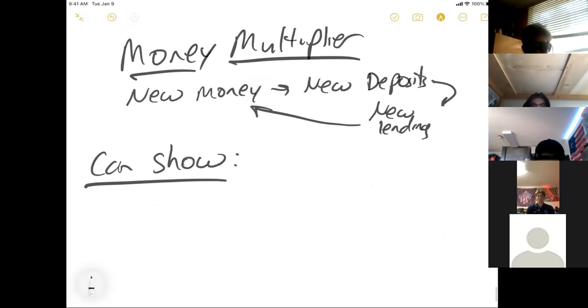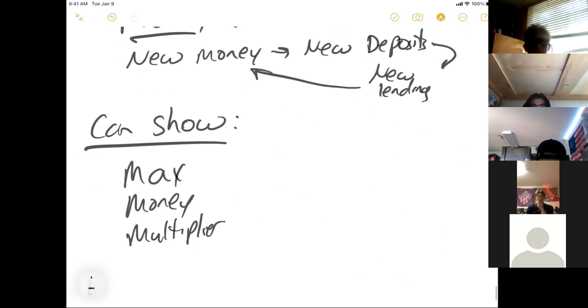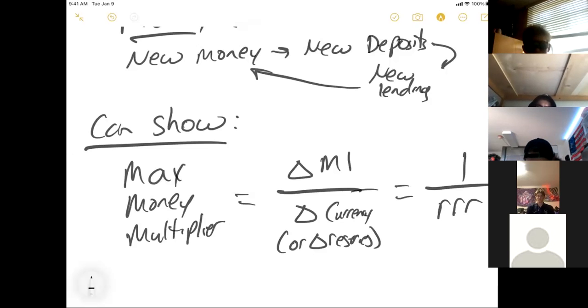In fact, just like yesterday, using a little bit of algebra, you can show that the maximum money multiplier actually follows a simple formula. The maximum money multiplier is the change in M1 from a change in currency or a change in reserves. And I'll explain why it could be a change in reserves here in a moment. What is this maximum multiplier? It's 1 over the reserve requirement ratio.